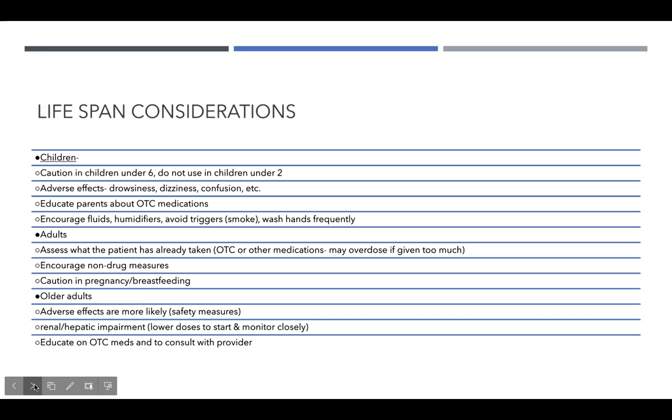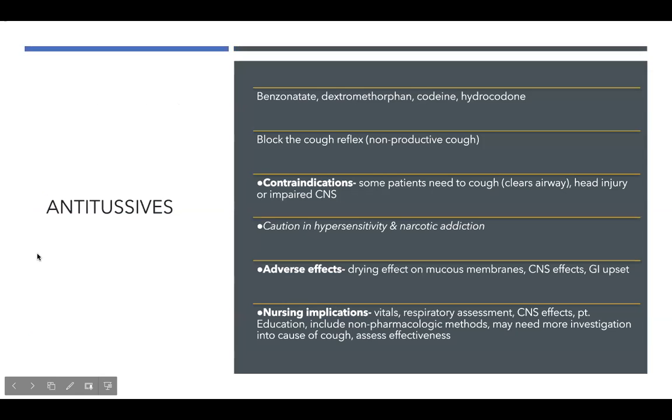They are more of a fall risk. And then renal and hepatic impairment, make sure that you're starting at a lower dose and monitoring for those patients. And then again, regardless of the age, we're always going to educate on over-the-counter medications. Make sure that they're consulting their provider for those.